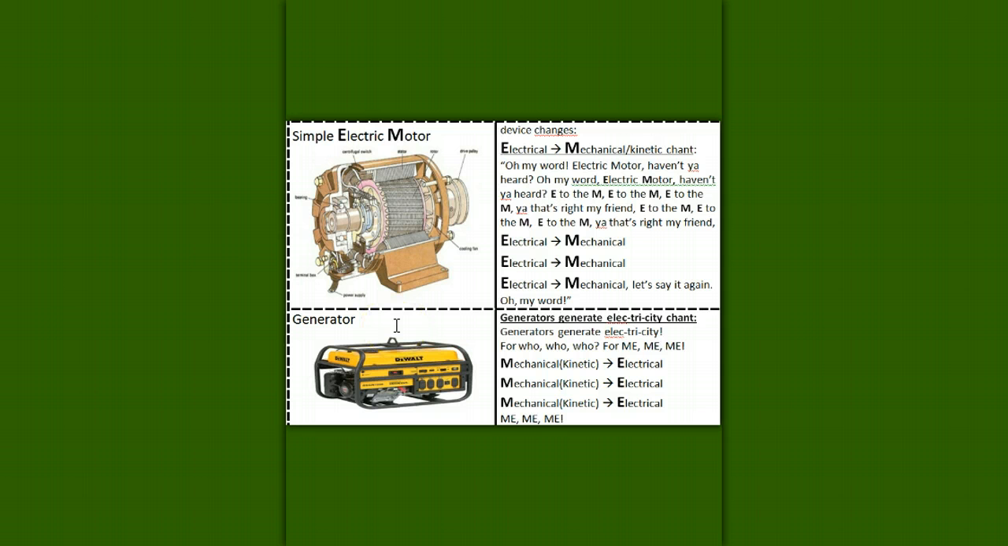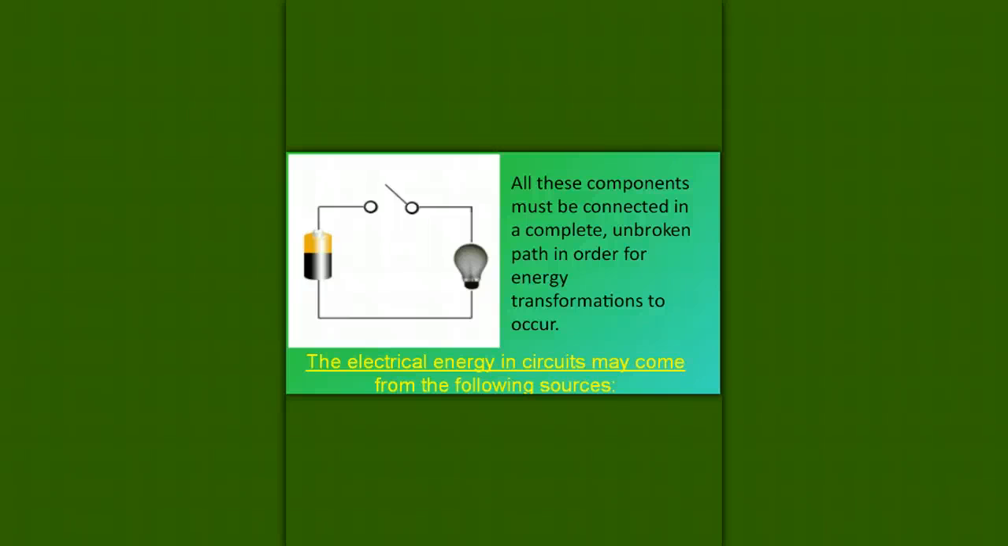Remember in photosynthesis and respiration how they were chemical opposites? Well, with an electric motor and a generator, they are energy opposites. They are the exact opposite when it comes to the energy transformation. Now we're going to talk about what makes a complete circuit. All of these components must be connected in a complete, unbroken path in order for energy transformations to occur.